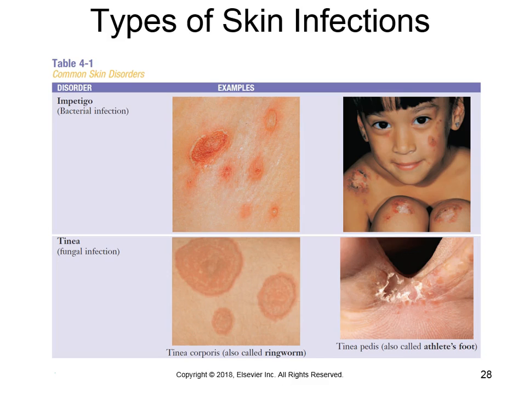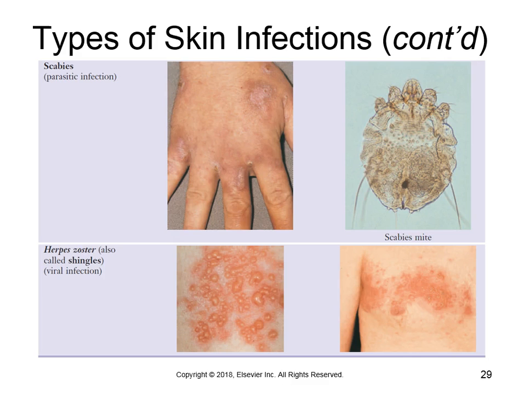And from your book, here were a couple of those different types. So impetigo was one of those examples of a bacteria. Tinea or ringworm / athlete's foot was one of those examples of a fungus. Scabies was the parasite. And herpes zoster, also called shingles, is a viral infection.